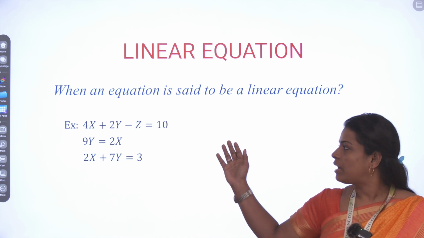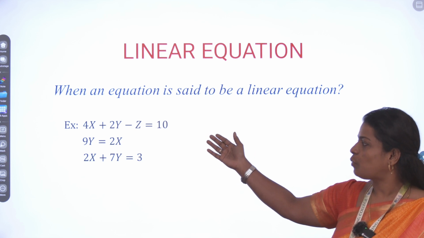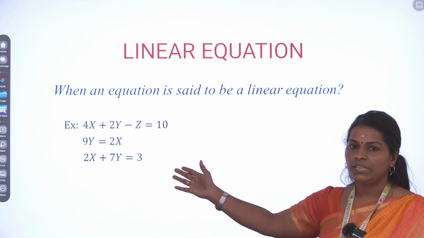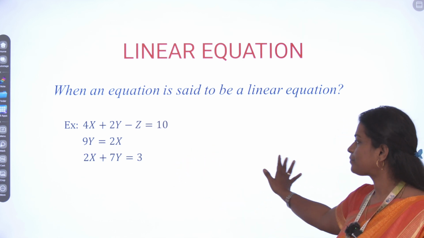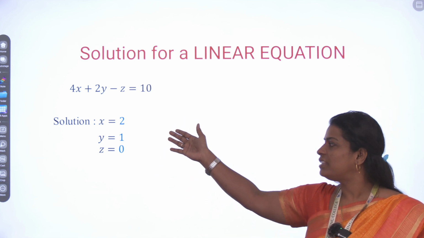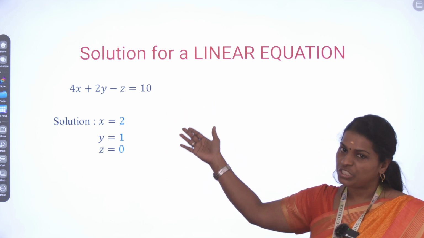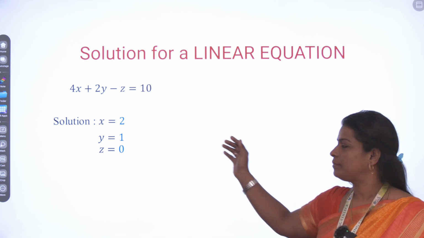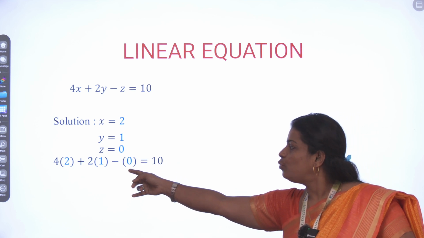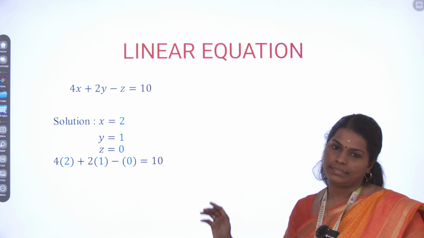For example, I have considered three equations here. When we check, the power of all the variables x, y and z is just 1. That is why all those three equations are said to be linear equations. When we check these values, x is equal to 2, y is equal to 1 and z is equal to 0 becomes the solution for this equation, which means it satisfies this equation. See, when we put 4 into 2 plus 2 into 1 minus 0, we get the answer RHS, which is 10.